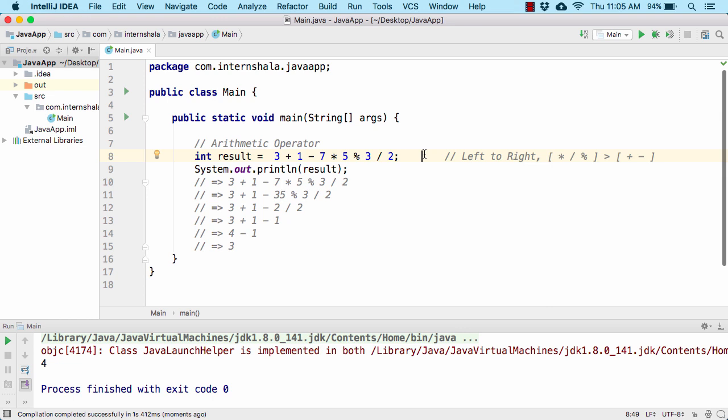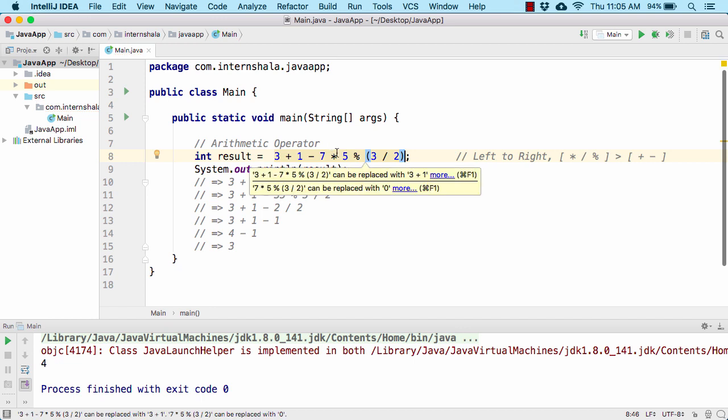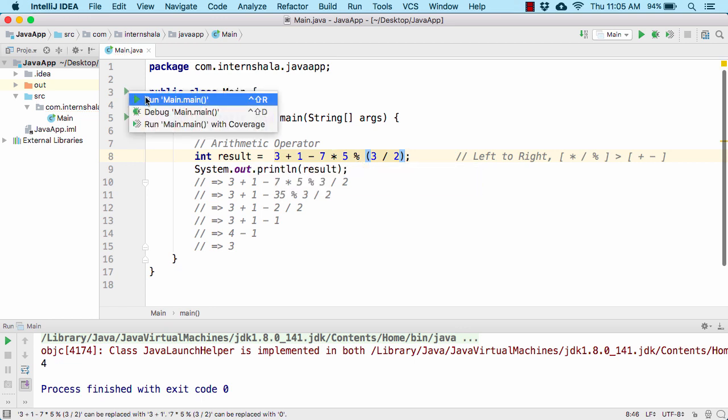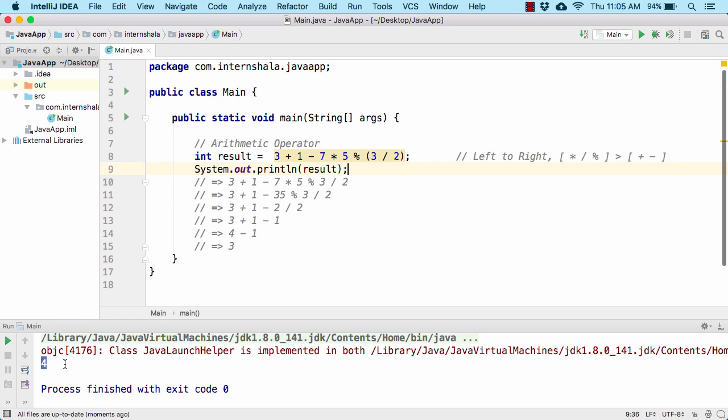Now let us try something different. Let us put the bracket before 3 and then after 2. Let us now run the code and see what happens. This time we get a different output, that is 4 instead of 3. What is happening here is that when we apply brackets, the variables and operators present within the bracket get the highest priority. So while solving the equation, we first solve this 3 divided by 2, which will result in 1.